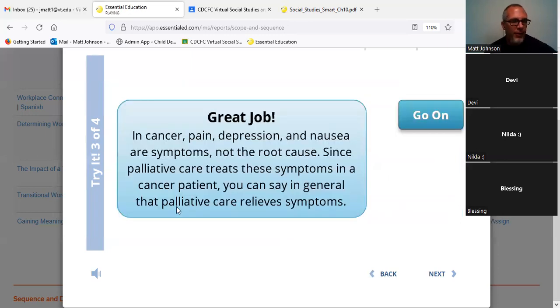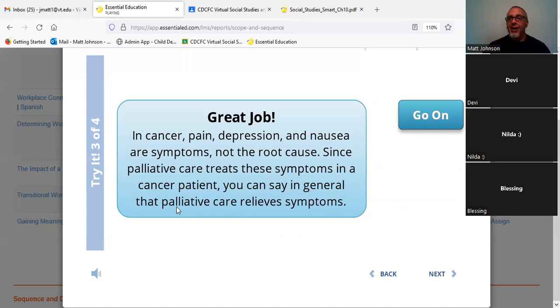Great job. In cancer, pain, depression, and nausea are symptoms, not the root cause. Since palliative care treats these symptoms in a cancer patient, you can say in general that palliative care relieves symptoms.